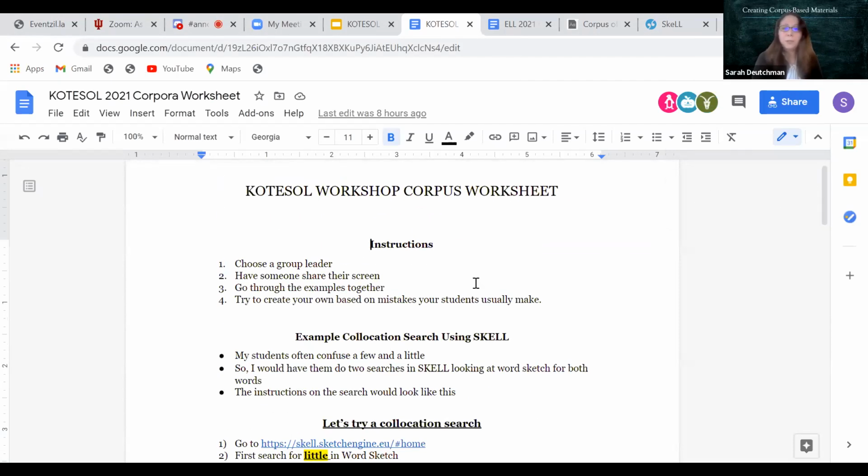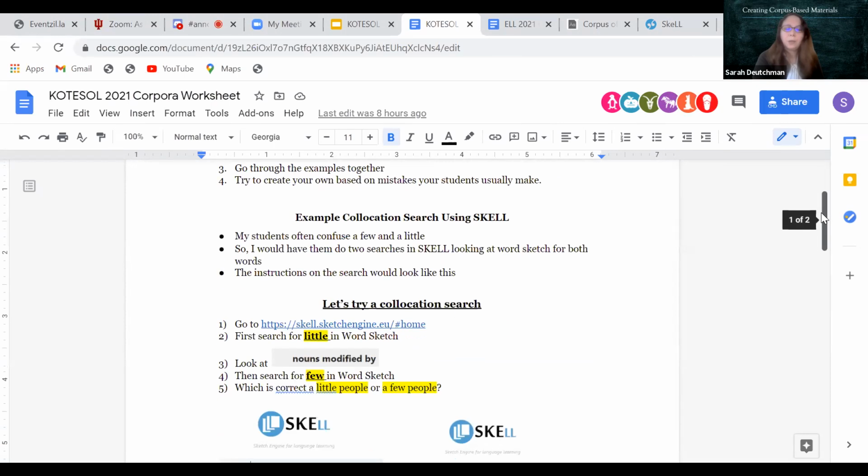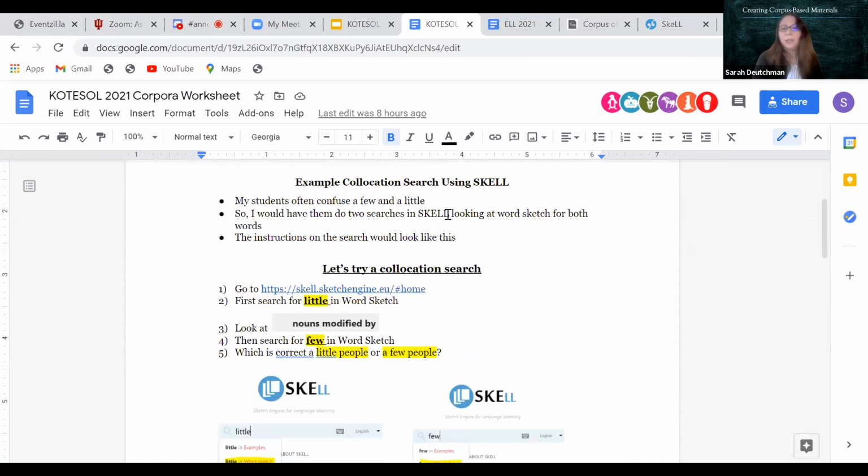What I want you to do is choose a leader in your group to go through this and be organized. It's easier if someone shares their screen so you can talk about things together while looking at the same thing. I want you to go through the examples together and then try to look up your own. This just explains what I did.